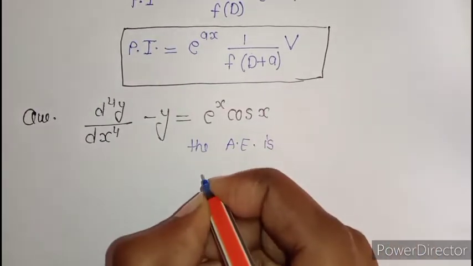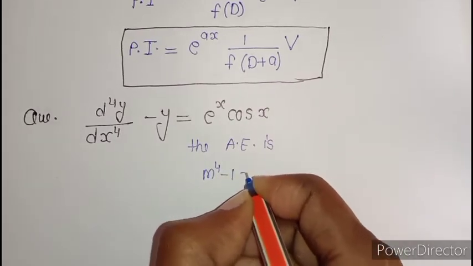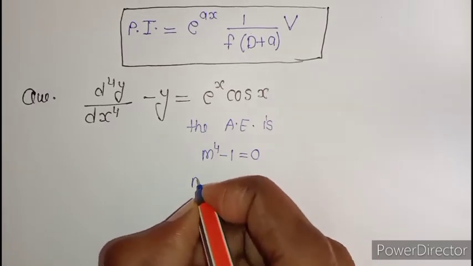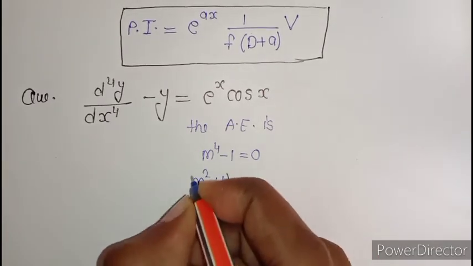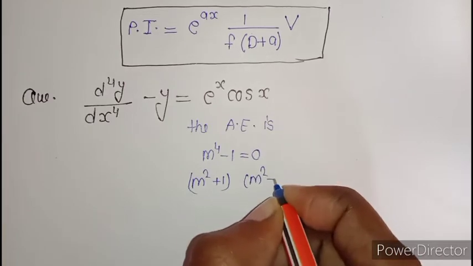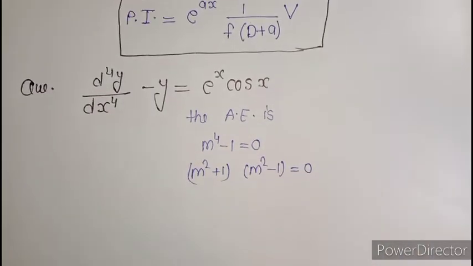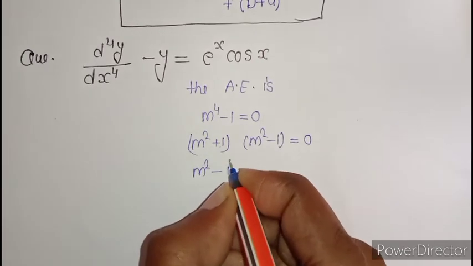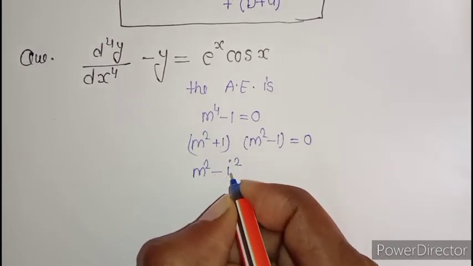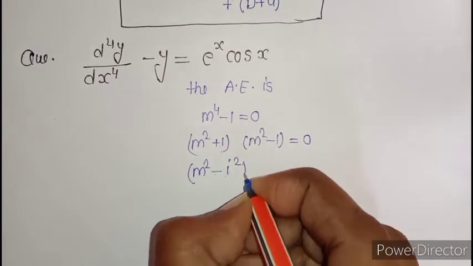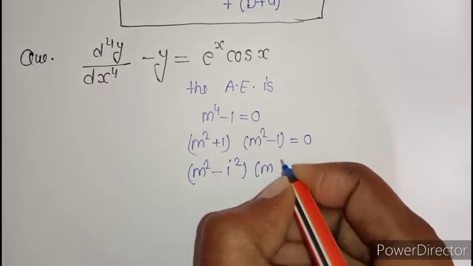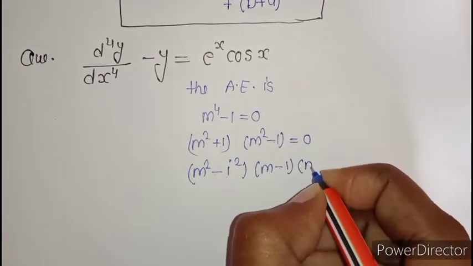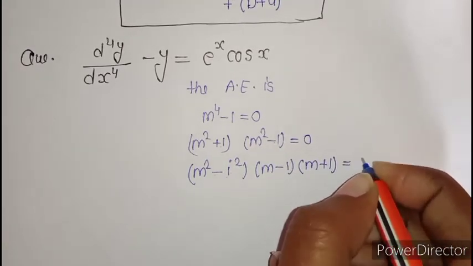it is m raised to power 4 minus 1 is equal to 0. Now we factorize it and apply the formula of a square minus b square. So it becomes m square plus 1 into m square minus 1. Further, it can be factorized. I can write m square plus 1 as m square minus i square, because i square is minus 1 and minus minus becomes plus. And this m square minus 1 is a square minus b square. So it can be written as m minus 1 into m plus 1 is equal to 0.